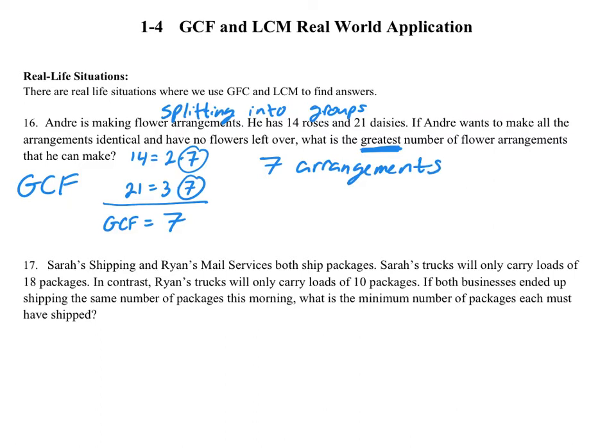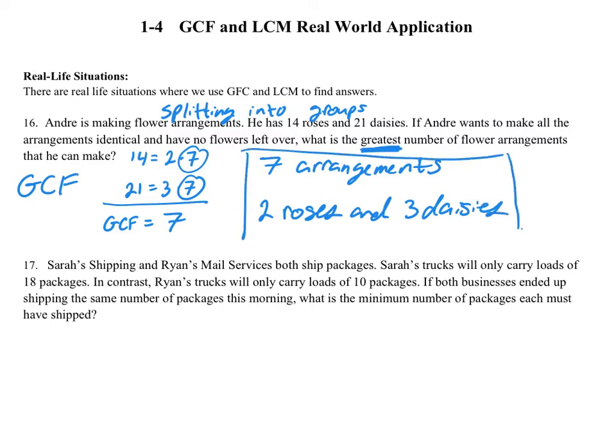All right, and what would these arrangements look like? If I made 7 arrangements and I have 14 roses, that means I'm taking those 14 roses and splitting them up into 7 flower arrangements. So each arrangement would have 2 roses. Then we're taking 21 daisies and splitting those up evenly between 7 arrangements. So 21 divided by 7 is 3. So we'd have 3 daisies. Andre could make 7 arrangements, with 2 roses and 3 daisies each. It only really asked about the number of arrangements, though, so the 2 roses and 3 daisies information is just bonus for us.